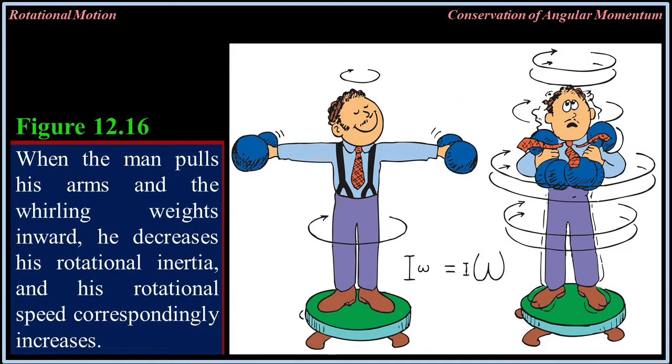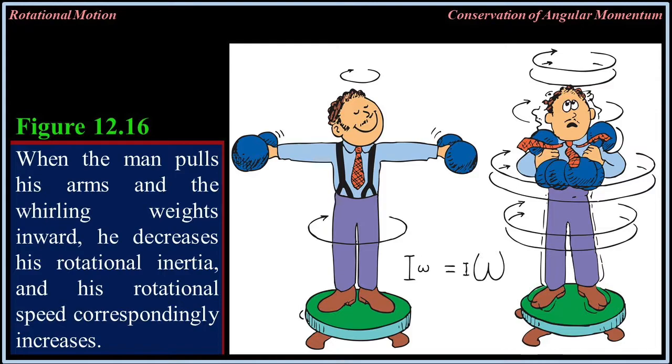An interesting example of angular momentum conservation is shown in figure 12.16. The man stands on a low friction turntable with weights extended. Because of the extended weights, his overall rotational inertia is relatively large in this position.